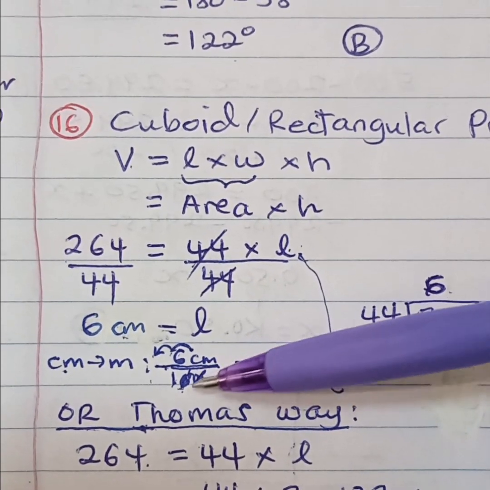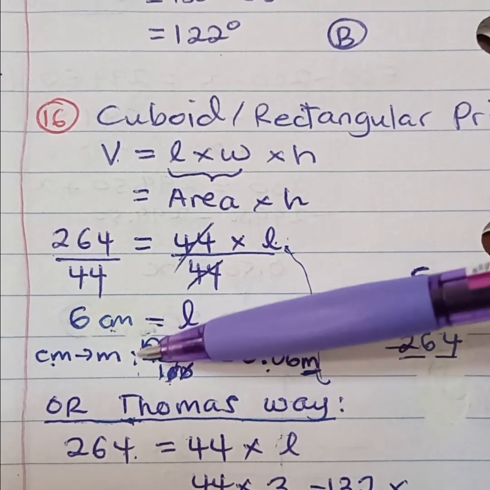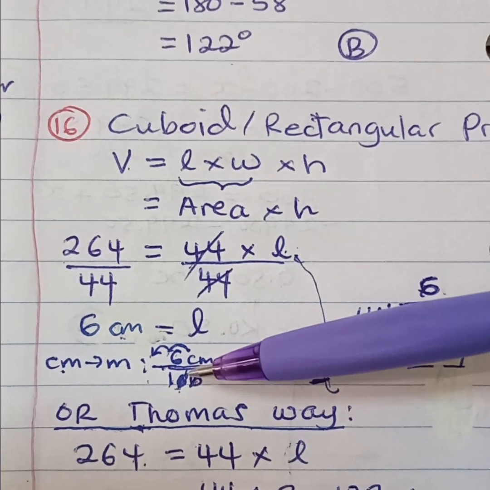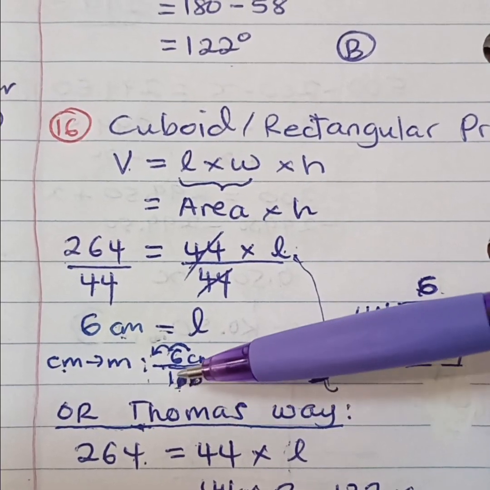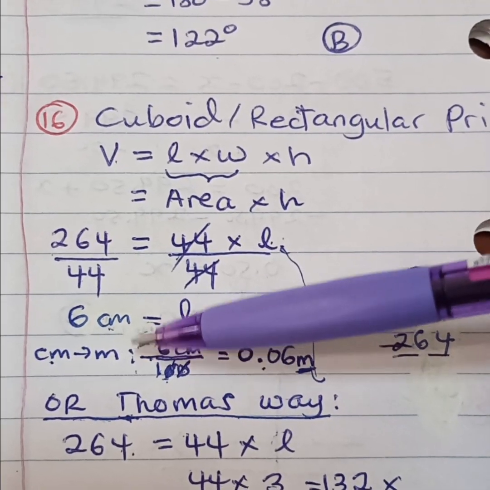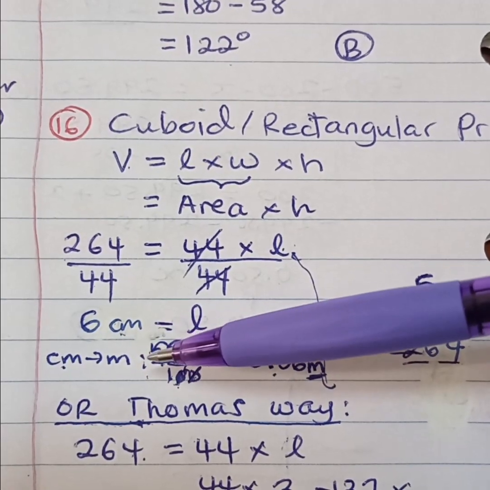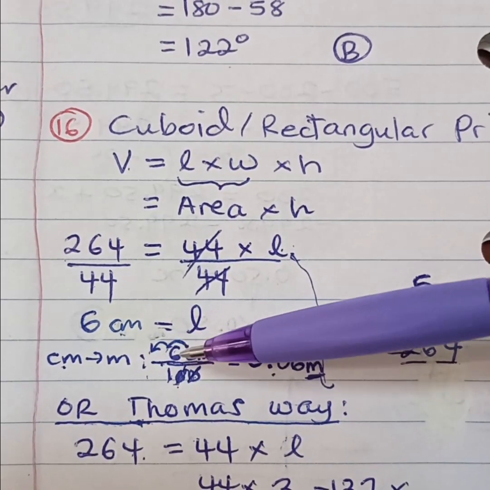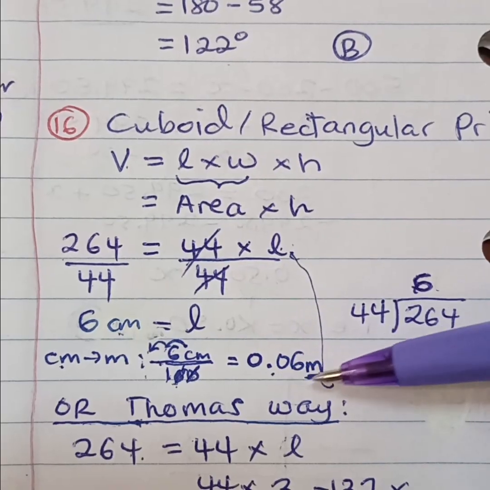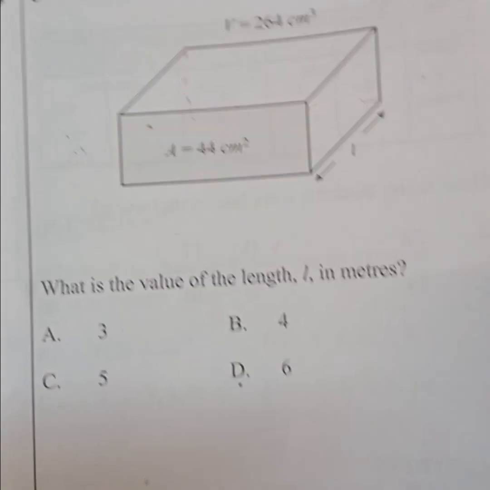And when we divide by hundreds or tens or thousands, we move the decimal point to the left, and we move it according to the number of zeros. Since we have 2 zeros, we move it 2 steps. 1, 2. And so our answer in meters is 0.06 meters. Okay, checking our options.